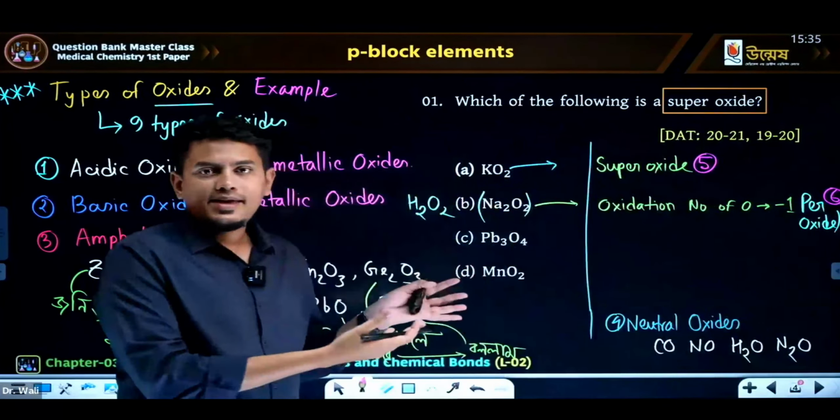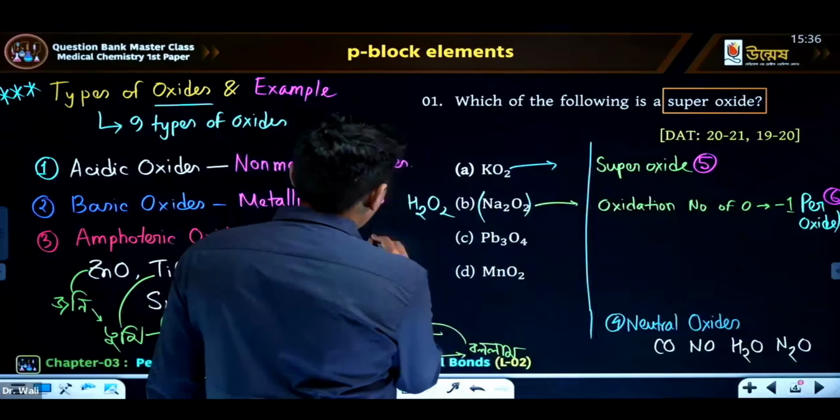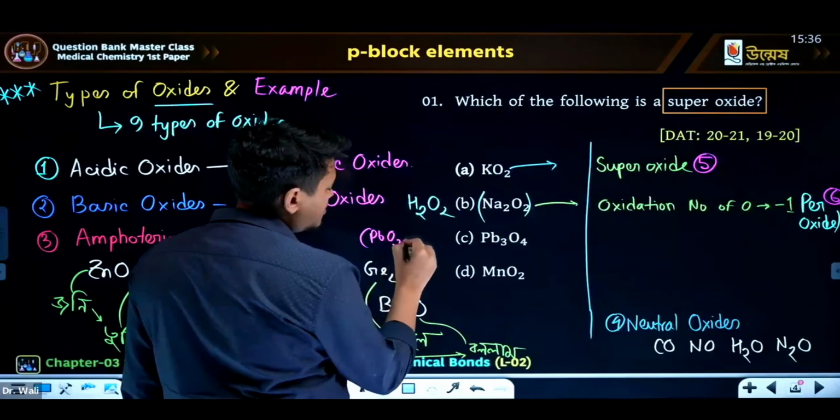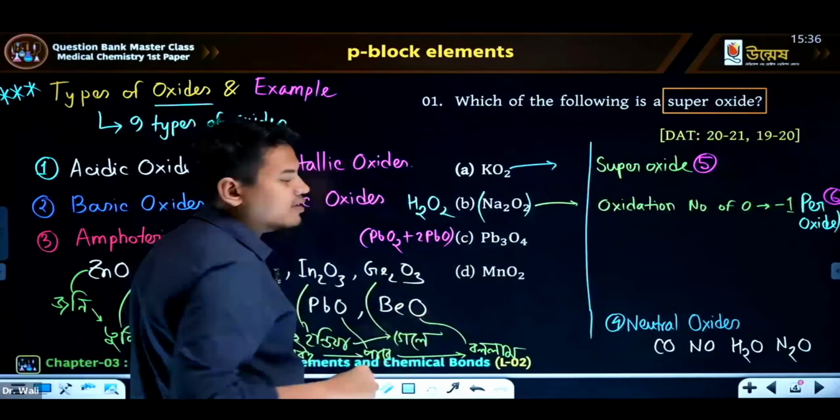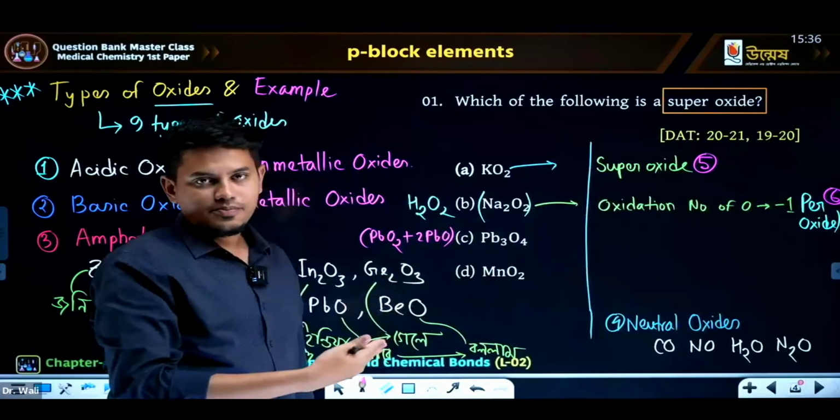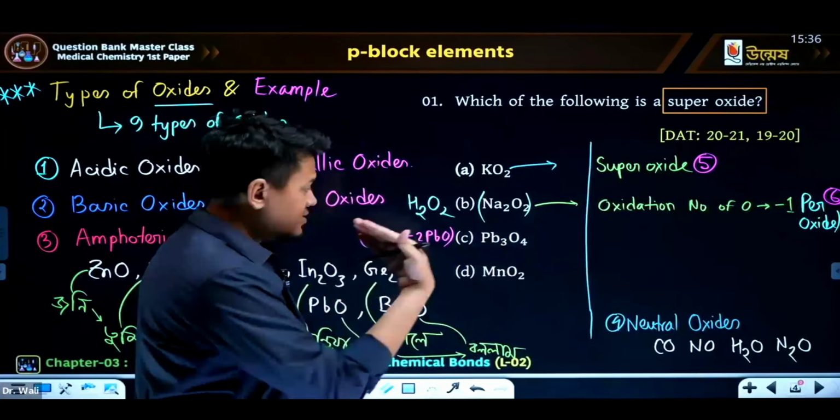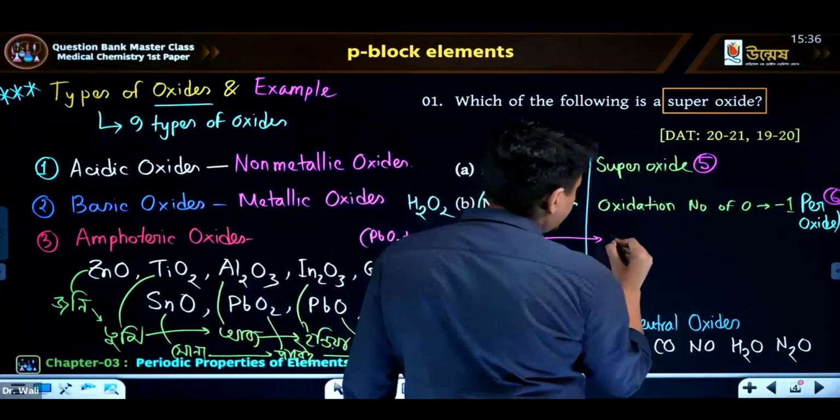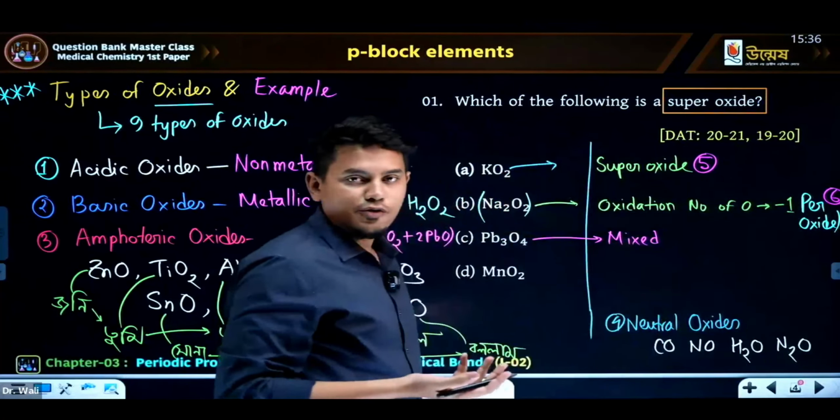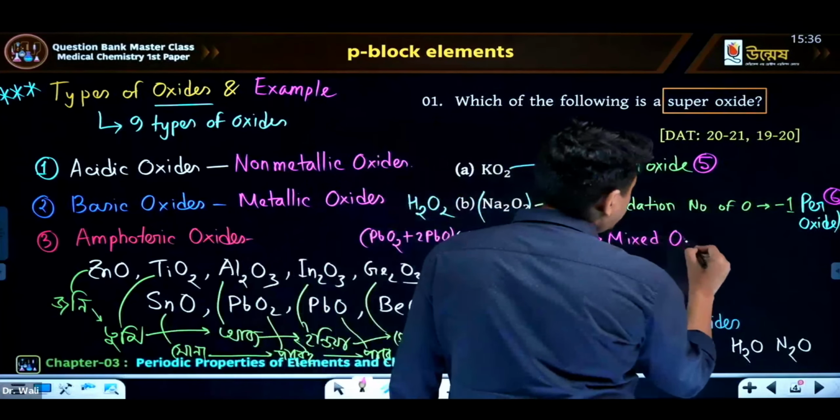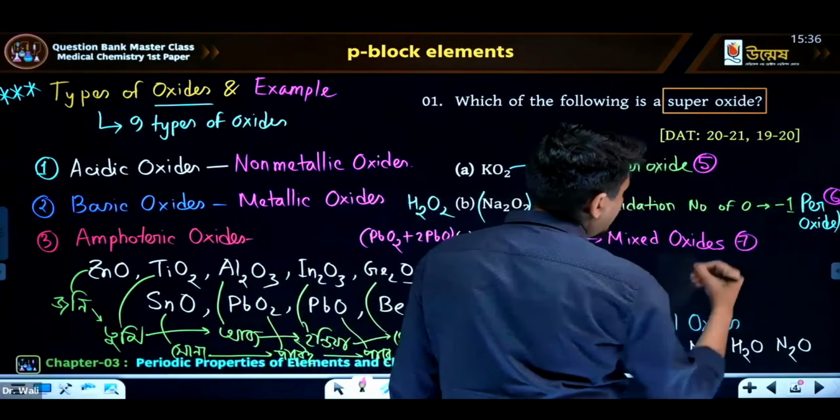What is that? Looks like it is a mixture of oxides. Exactly. If we react PbO2 and 2 lead oxide, then we will get lead oxide, Pb3O4. So this plumbic oxide can be labeled as a mixed oxide. Like this, we can get Fe3O4, Mn3O4. These are the mixed oxides, which is our 7th type.